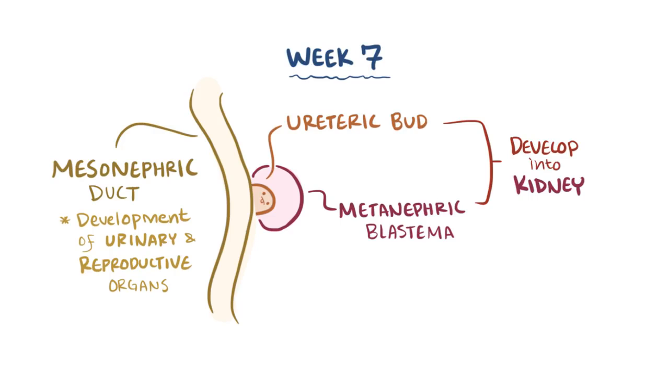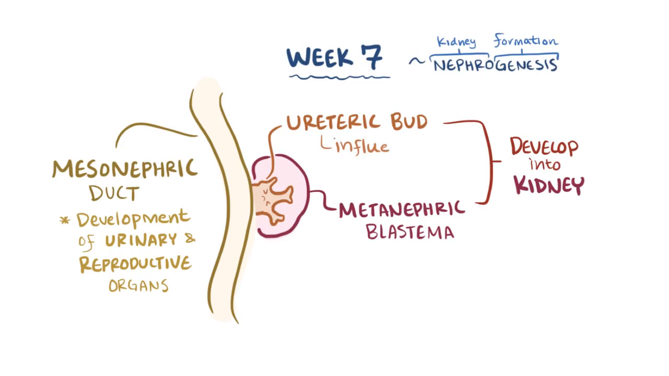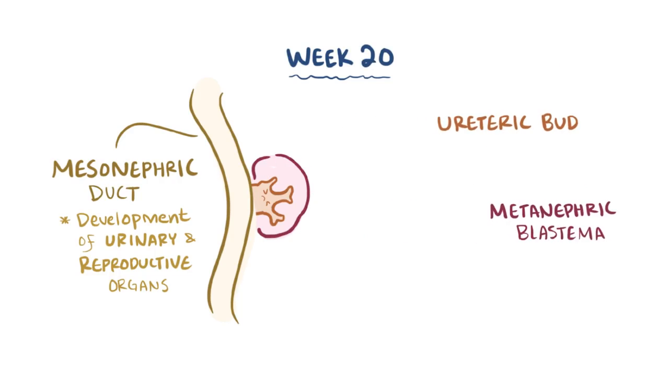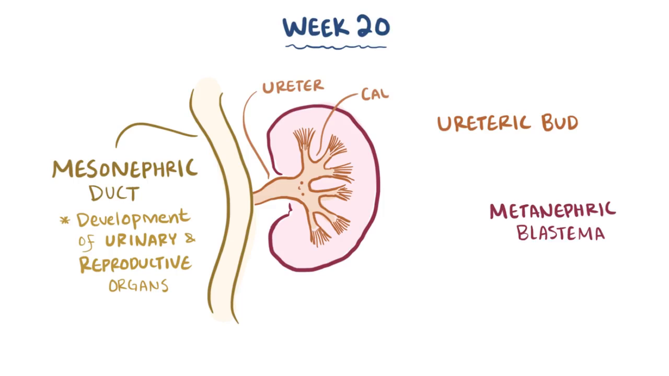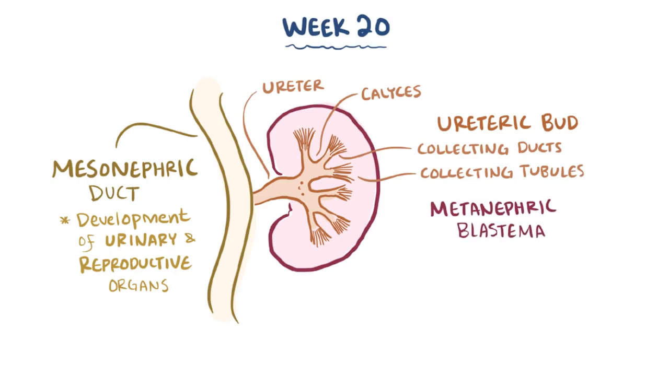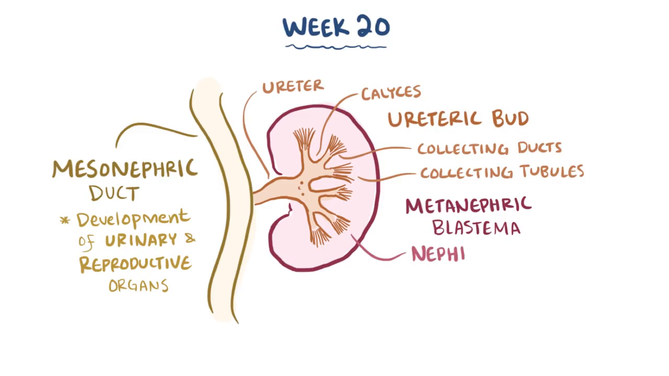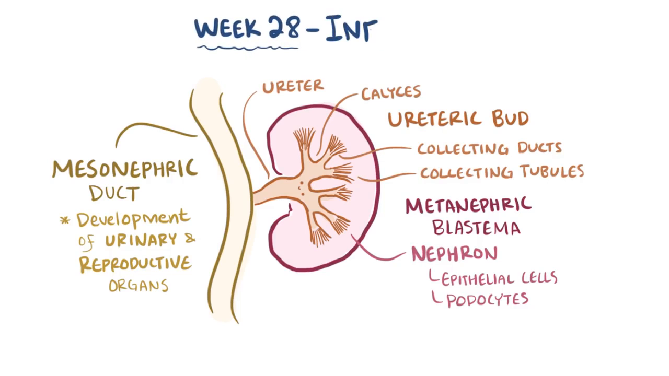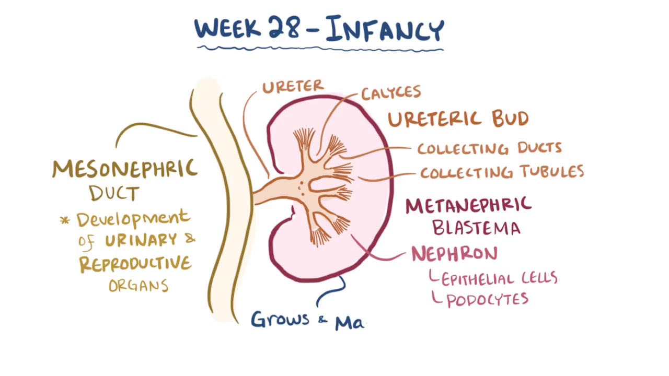At about the 7th week, nephrogenesis, or formation of the kidneys, starts under the influence of that ureteric bud. By about 20 weeks, the ureteric bud has formed the ureters, the renal calyces, collecting ducts, and collecting tubules, while the metanephric blastema develops into the nephron itself, which includes the epithelial cells and the podocytes of the Bowman's capsule. In the 3rd trimester and throughout infancy, the kidneys continue to grow and mature.